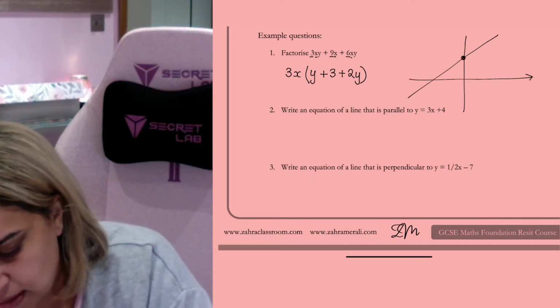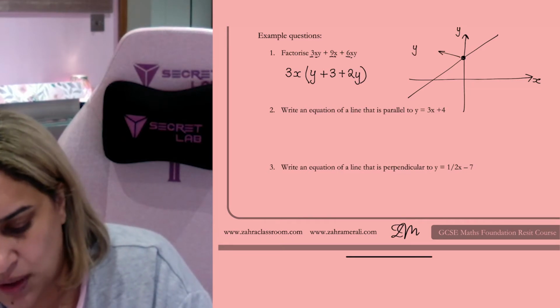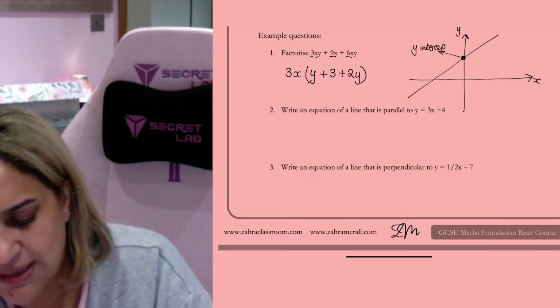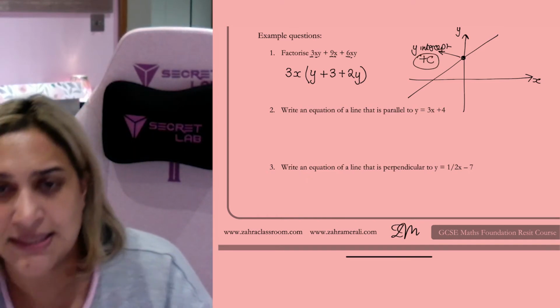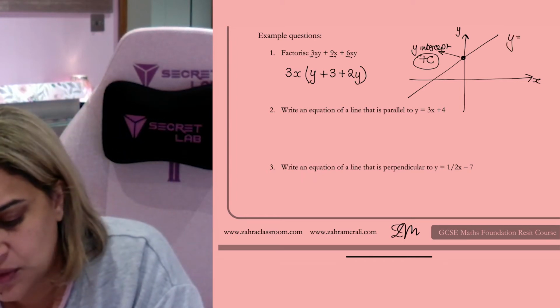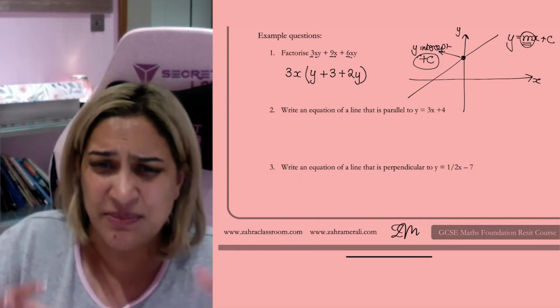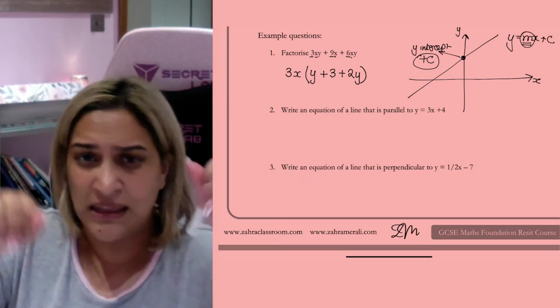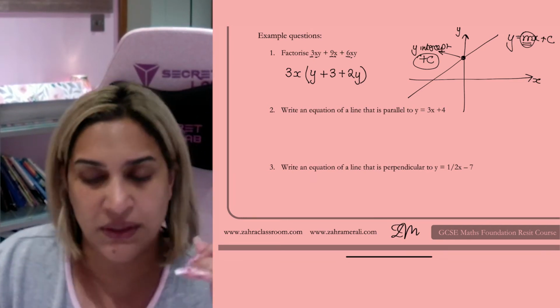Where it crosses the y-axis, this is called my y-intercept. So where it's intercepting the y. So if you like, this is your plus c in that equation. Your m, where you've got y equals mx plus c, is your gradient. It's how steep the slope is. If you imagine it was a hill, how hard would it be to just climb up? The steeper the slope, the higher the m.